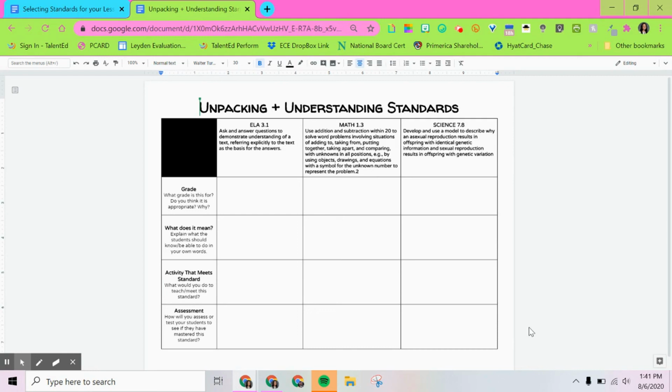Describe a short activity that would meet the standard. You don't need to be super specific here. And then how would you assess or test your students to know that they've mastered the skill? You're going to work on this with your team during your weekly team meeting, and then you're each going to submit this on Schoology.